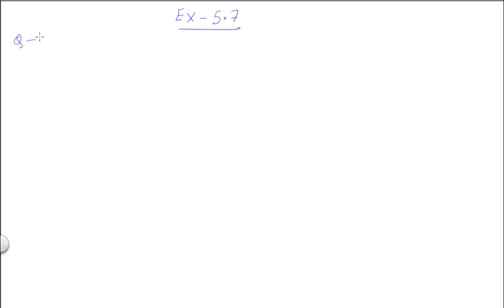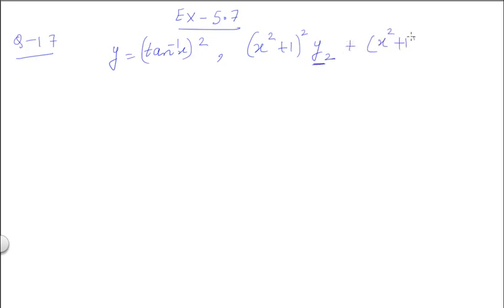In question 17, they have given the function y equal to (tan inverse x) whole square. They are asking us to prove (x square plus 1) whole square into y2, where y2 means the second order derivative, plus (x square plus 1) 2x y1, where y1 is the first order derivative, equals to 2. This is what we have to obtain from the given equation.